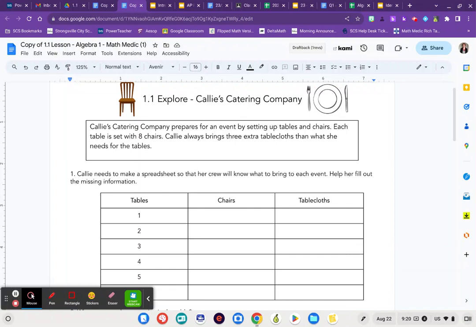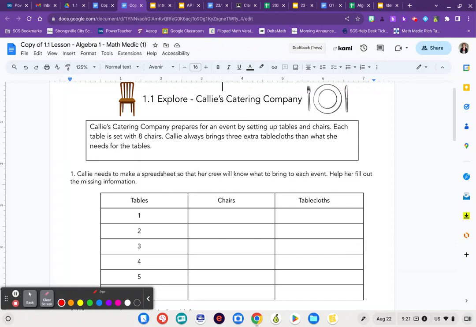It says, Callie's Catering Company prepares for an event by setting up tables and chairs. Each table is set with 8 chairs. Callie always brings 3 extra tablecloths than what she needs for the tables. So Callie needs to make a spreadsheet so that her crew will know what to bring to each event, help her fill out the missing information. And so I'm just going to think about what information was given to start.